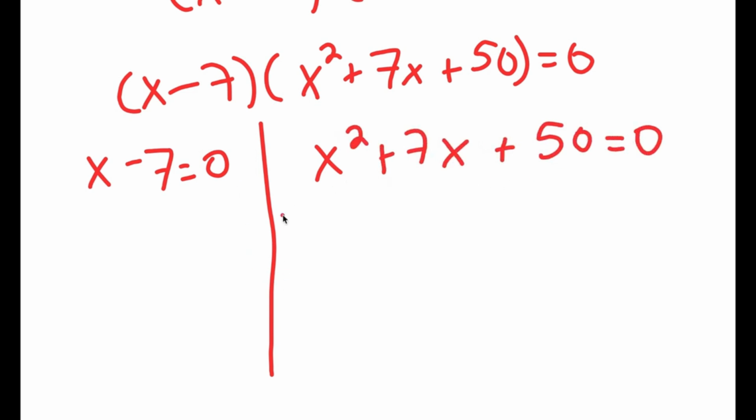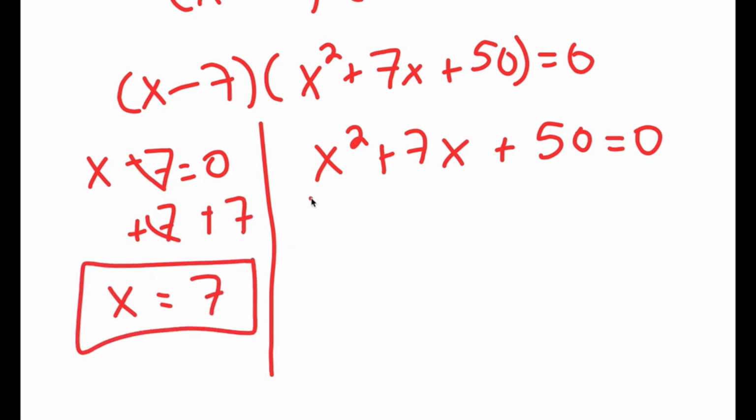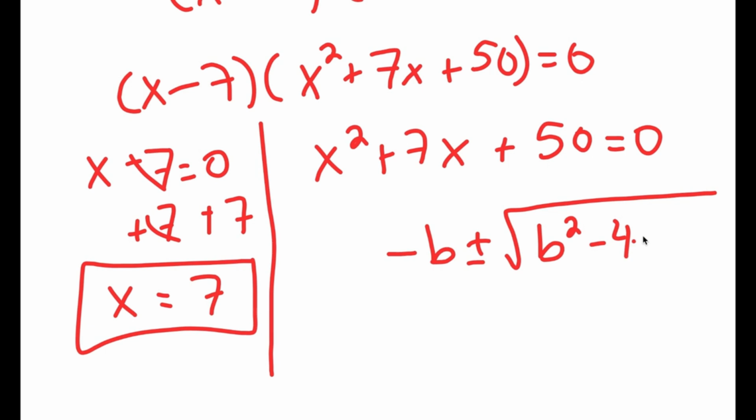Now for x minus 7 equals 0, that's simple. All I have to do is add 7 on both sides, and I get x is equal to 7. For x squared plus 7x plus 50 is equal to 0, I can use the quadratic formula, so I get negative b plus or minus the square root of b squared minus 4ac all over 2a.